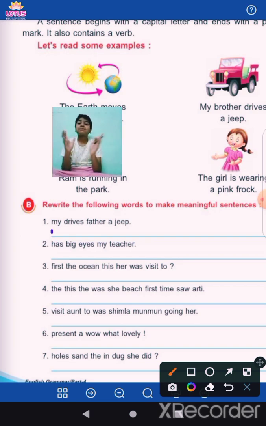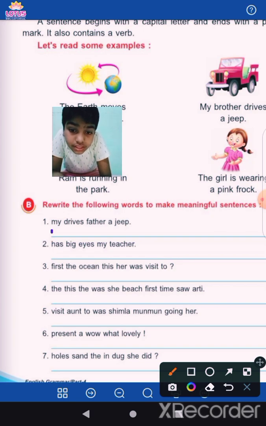Has big eyes my teacher. My teacher, M capital. My teacher has big eyes, and full stop. Then the third one, take a look. First the ocean this her was visit to. So see, take a look at this question. First the ocean this her was visit to.